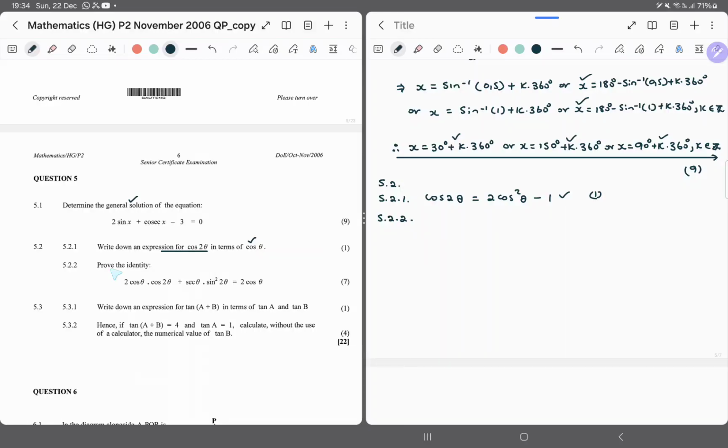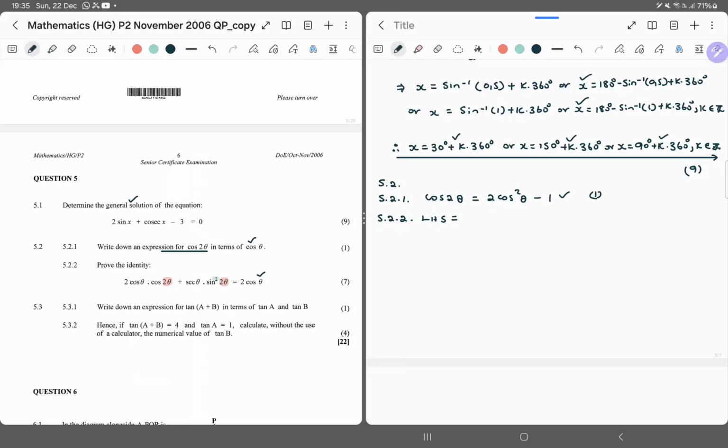So 5.2.2. We now need to prove the identity. And then, of course, with identities, we'll look at the complex side. A double angle is a complex angle. A square is a complex situation. And we've got yet another double angle with a square. So the left-hand side looks more complex. I mean, a single angle is simple. So that is essentially more simple. So we look for the complex side.